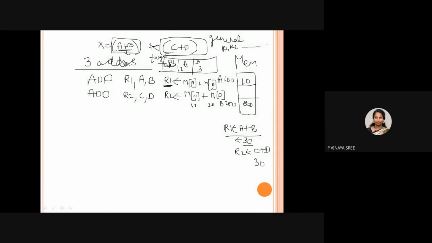Next is what? Next I need to perform a multiplication. So multiplication between the result present in R1, A plus B, and C plus D, which is present in which register? R2. I need to perform multiplication between these two. Some people will multiply and take one more register called R3 for the result. See here, there are so many ways. Actually, I am not saying that you need to follow this only, it is based on your thinking.